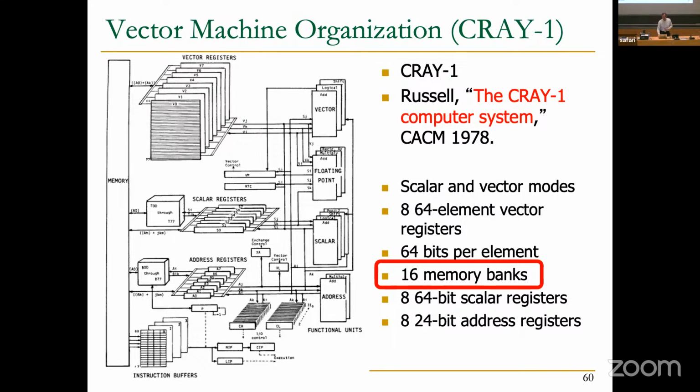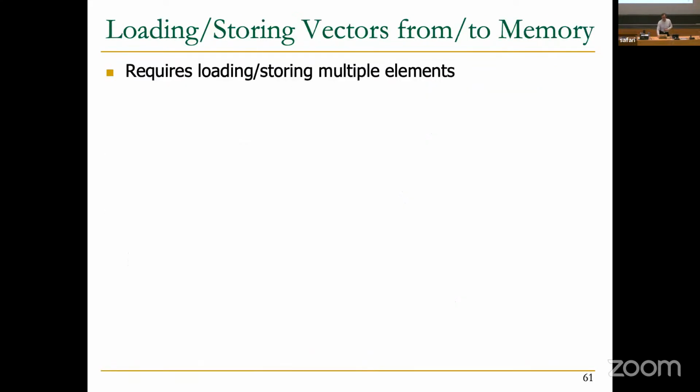Okay, let's talk about memory banks, because this is going to be important. How do you load and store vectors from and to memory? And this requires loading and storing multiple elements. You don't want just a single element. We want many elements, and we want to sustain a throughput, right? We saw that the throughput of the functional units can be 1 element per cycle really easily. Now, how do you ensure that memory gets you 1 element per cycle?